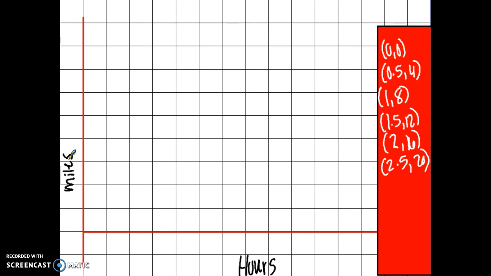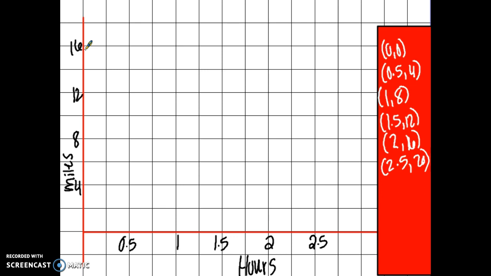And then you need to number your axis using equivalent increments. So if you're going to go by 1, you have to consistently go by 1. If you're going to go by 2, you have to consistently go by 2. So for this graph, I'm going to go by 1/2. And for my y-axis, I'm going to go by 4s. And now you graph your points.